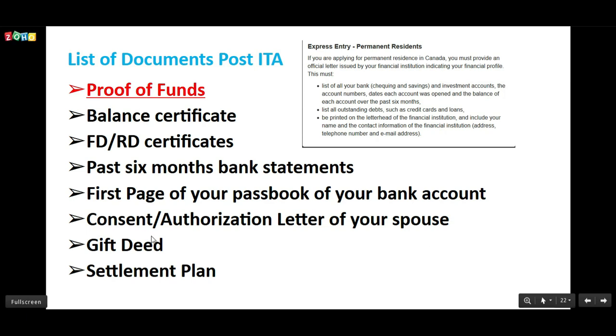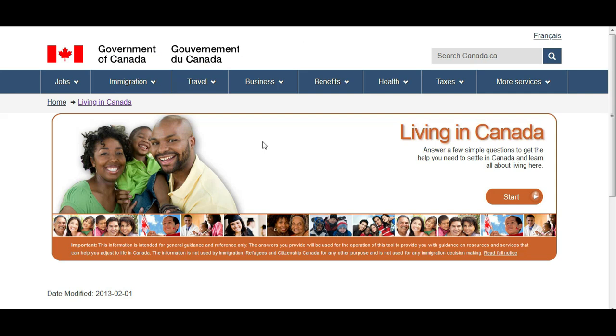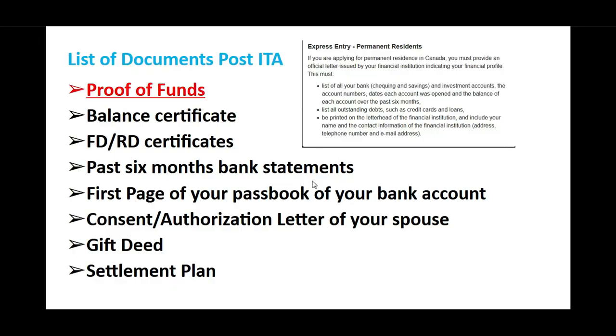Okay, if you have taken a gift of money from someone else, then you must attach the gift deed. And in addition to the settlement fund, sometimes the settlement plan can be requested. To download the settlement plan, you can visit the official Living in Canada website. Click on start, and it will ask you some basic questions, which you will have to answer, and at the end you will be able to generate or email this settlement plan. You have to attach that plan as proof of fund in this section. Okay, so these are the documents that you can attach in the proof of fund section. I hope this is clear.